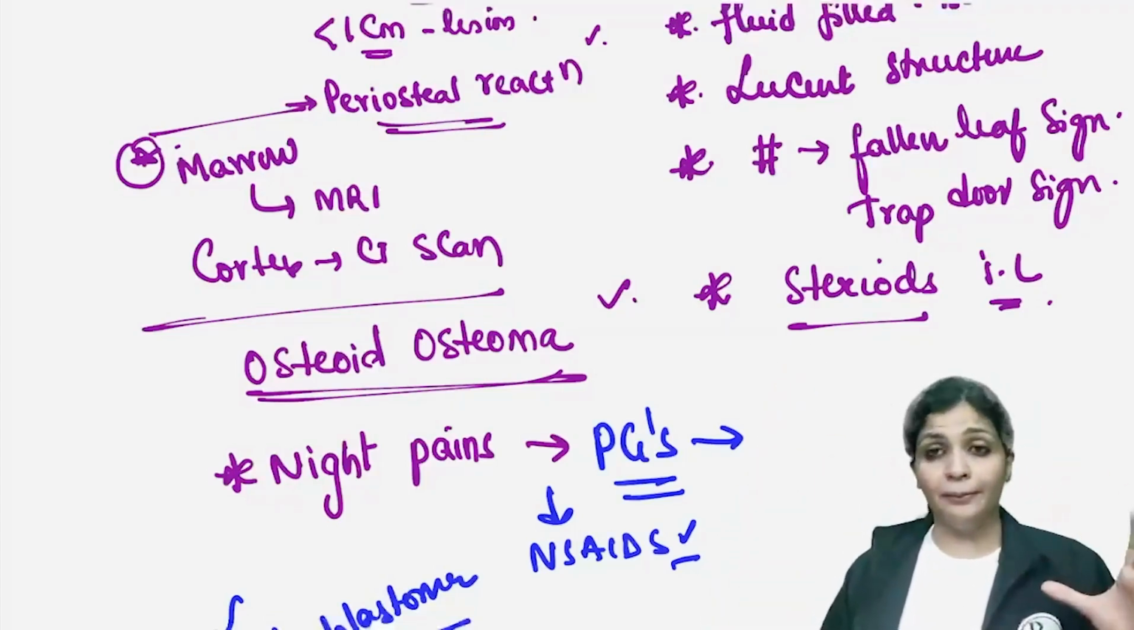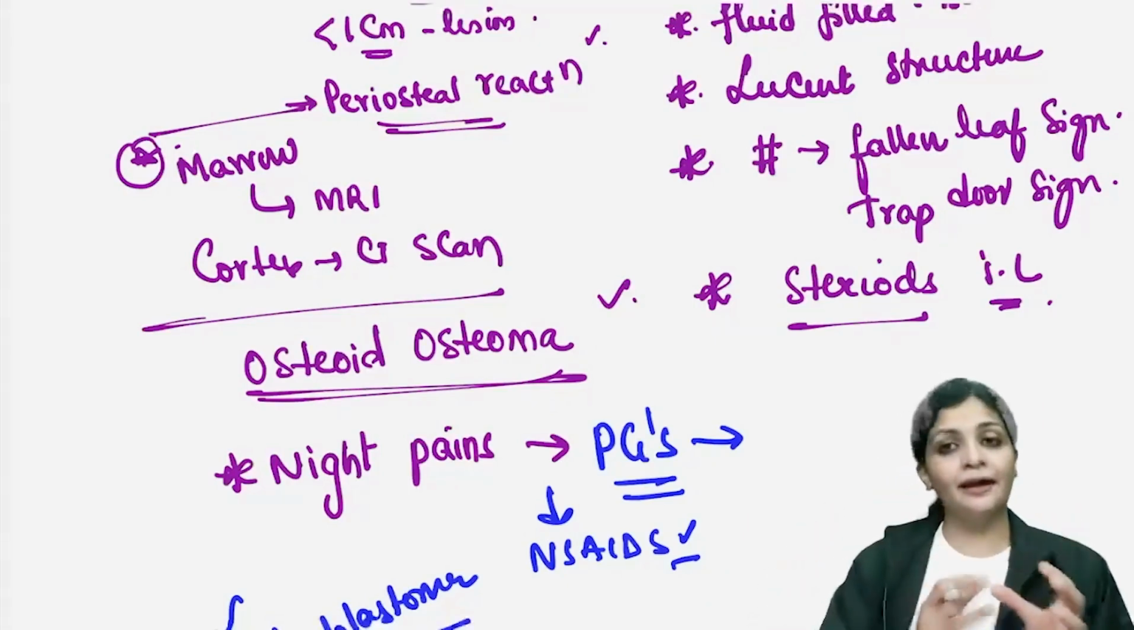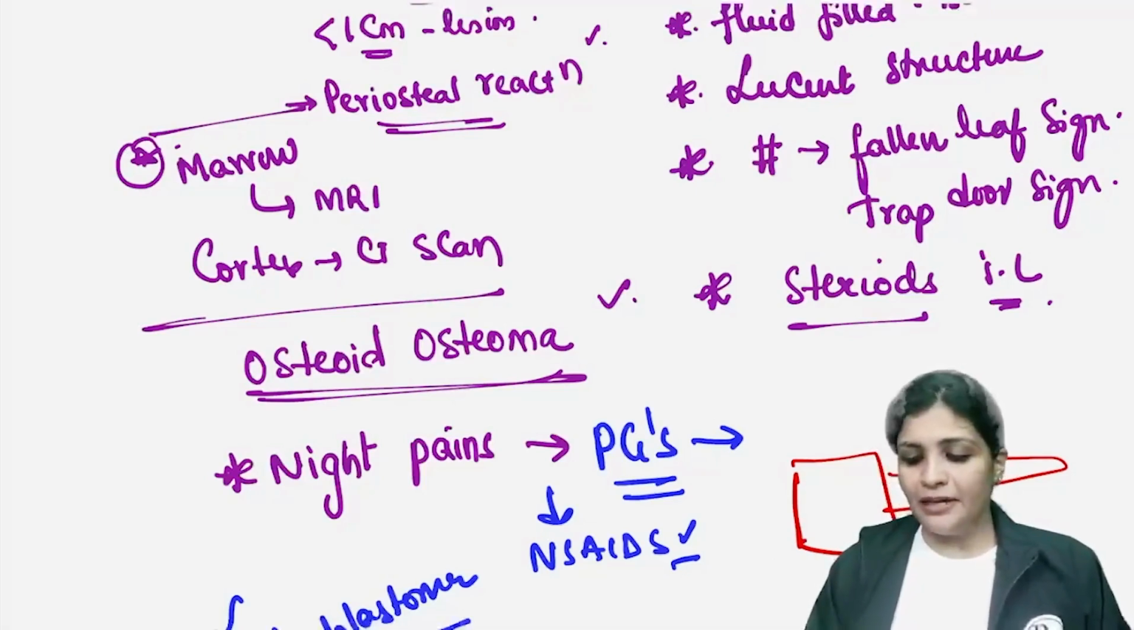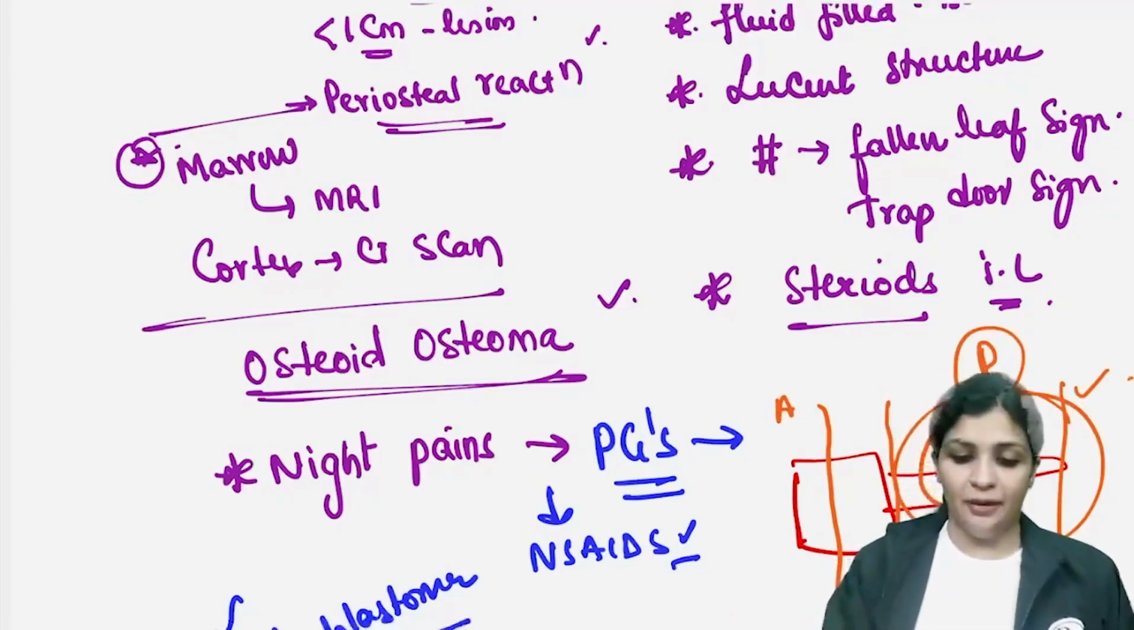If you remember, the vertebra is divided into 3 columns, right? The Denis column concept: the anterior, middle and the posterior. If you think this is the vertebra, this is the pedicle, and this is the structure. So osteoblastoma is most commonly in the posterior elements, right?